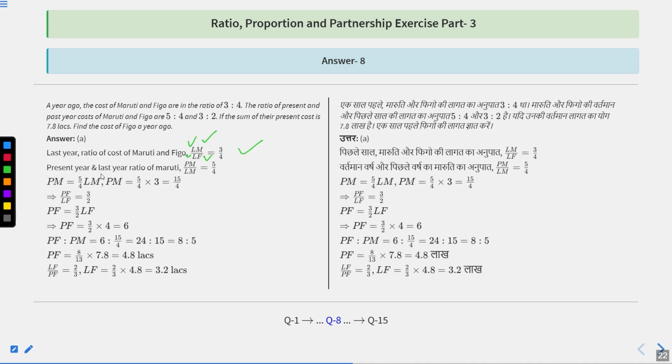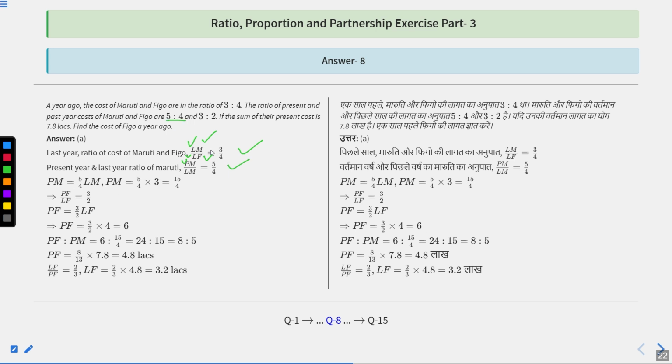It is given the present year and last year ratio of Maruti. P represents present, M represents Maruti; in the same way, L represents last year, M represents Maruti. So PM upon LM is equal to 5:4. It is given in the question.